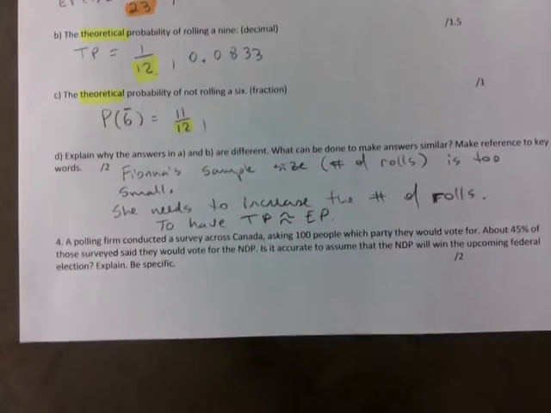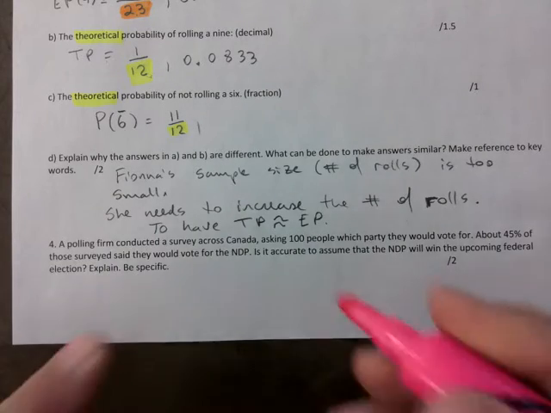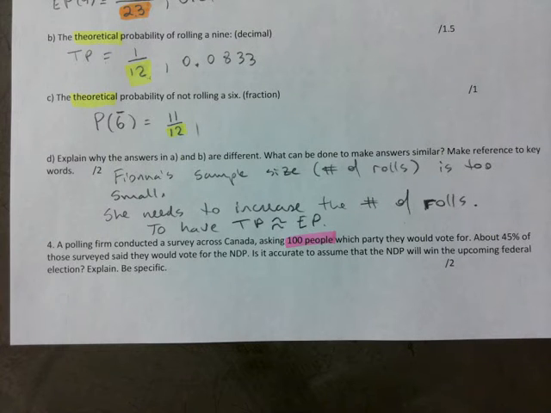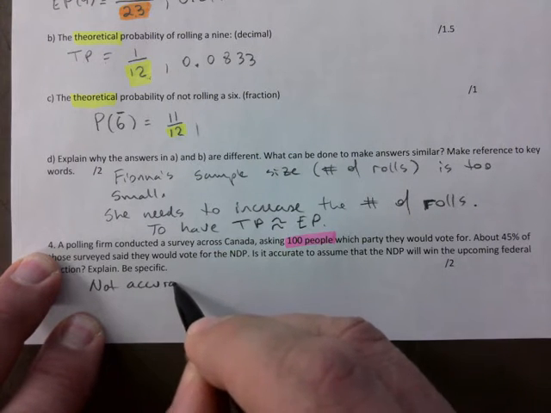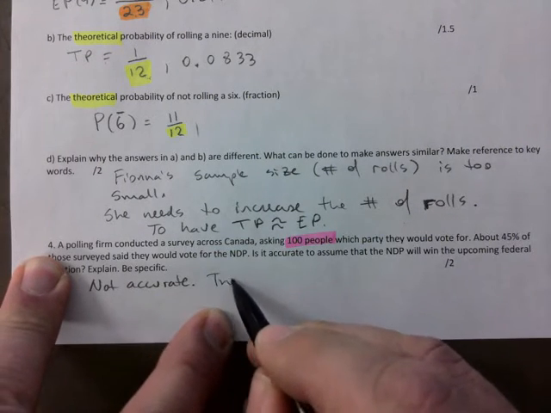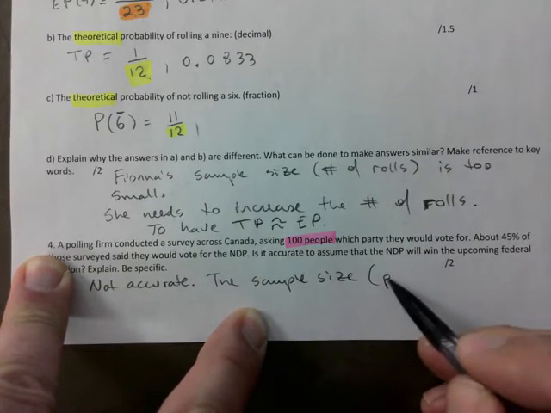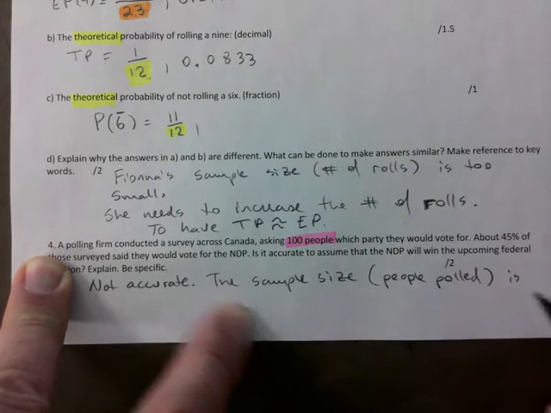And next is the polling question. So 100 people are being surveyed. That's the problem right there. I don't know if you caught it. 100 people have been asked, who are you going to vote for? NDP. Okay, therefore, NDP is going to win the federal election. Right? We're talking 30 million plus people. So again, not accurate. The sample size, which is the number of people polled, is too small.